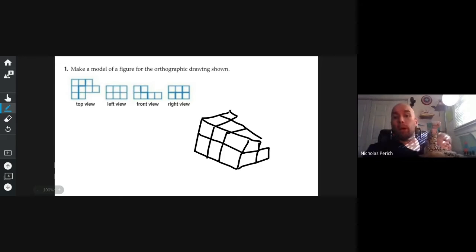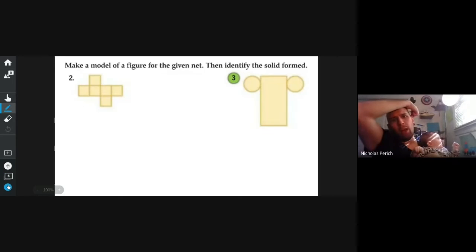I'm done. But that's not really a good picture. But I would never ask you to do that on the test. That's ridiculous. This is what I would ask you to do, though. Nets are a lot more important. Okay. Make a model for a figure for the given net.